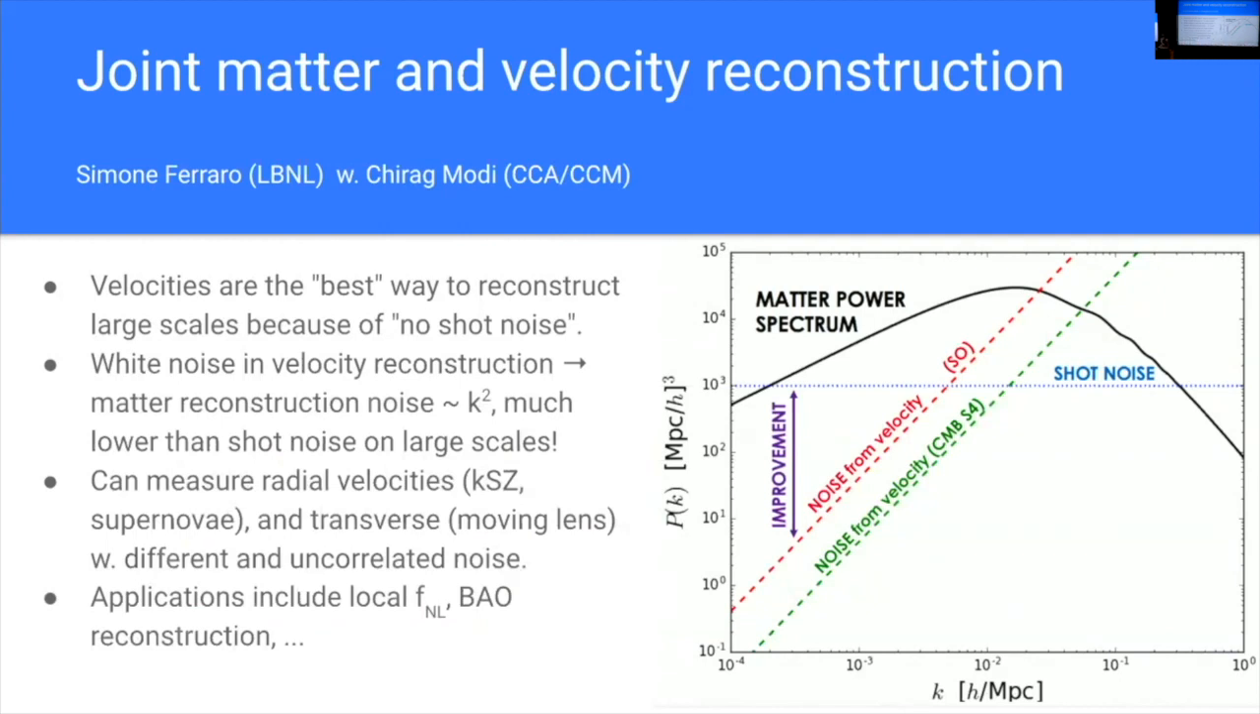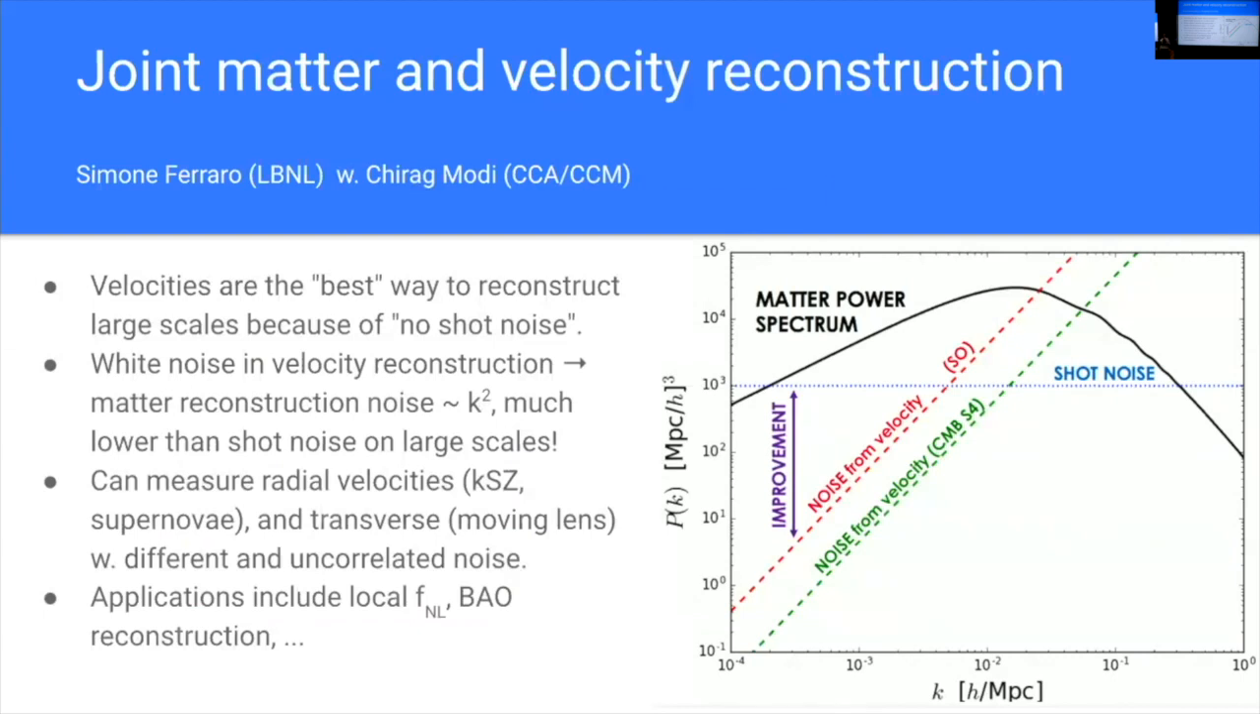Hi, everyone. I'm going to pitch this idea of including velocities in the reconstruction of the initial conditions. This is something I've been talking about with Chirag quite a bit. So first of all, let me say why we're interested in velocities. I'm going to claim that velocities are the best way to reconstruct large scales because they are not affected by shot noise.